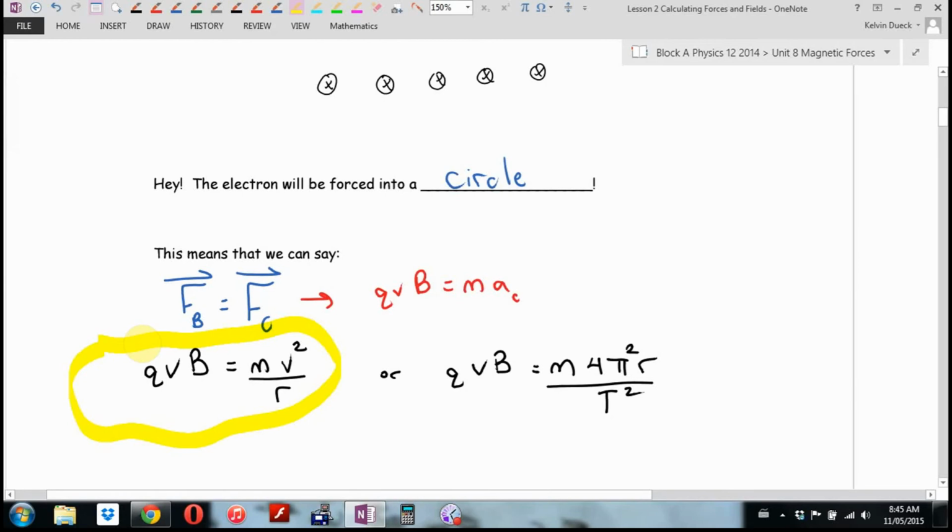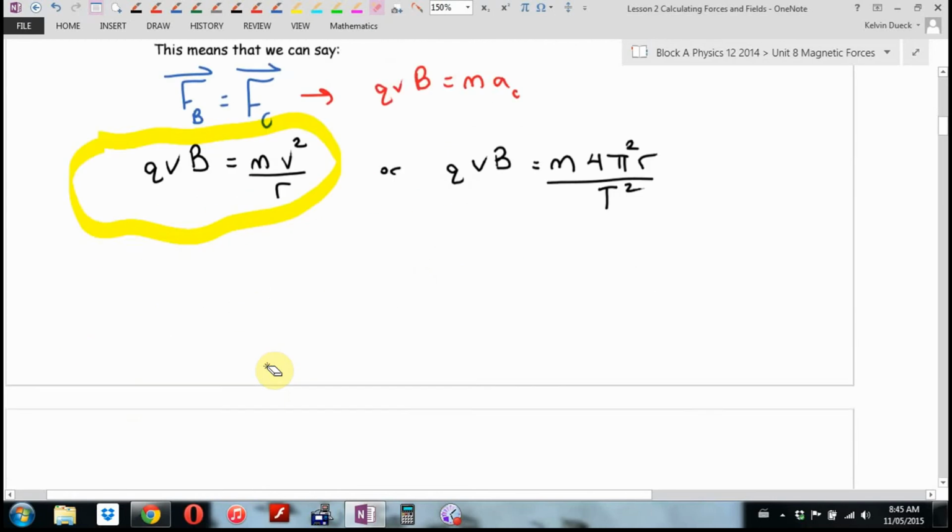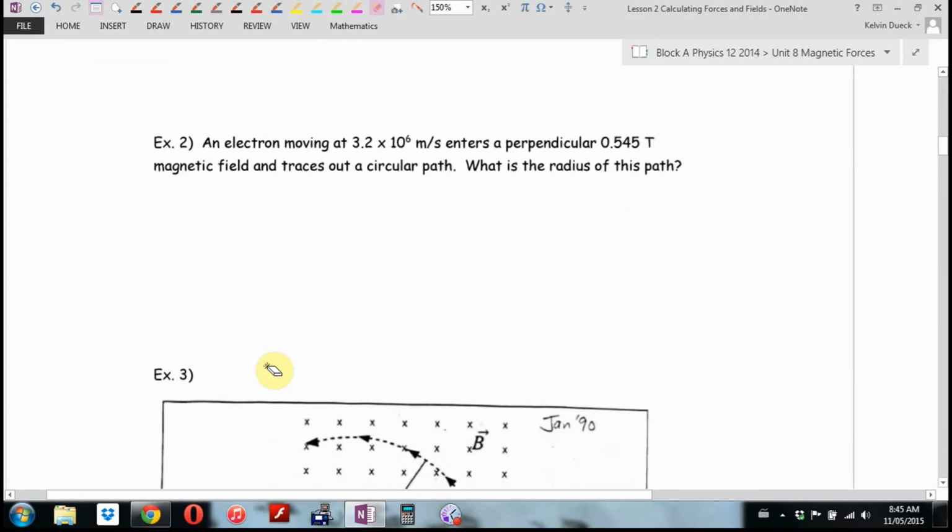And this is the beginnings of particle physics. Here's what it says. For example, if you measure the radius of a charge coming in, you can calculate either its speed or its mass, depending on what else you measure. And if we start knowing its mass, we can make a good estimate as to what this magic particle might be. Example 2. An electron moving at 3.2 times 10 to the 6th enters a perpendicular magnetic field and traces out a circular path.